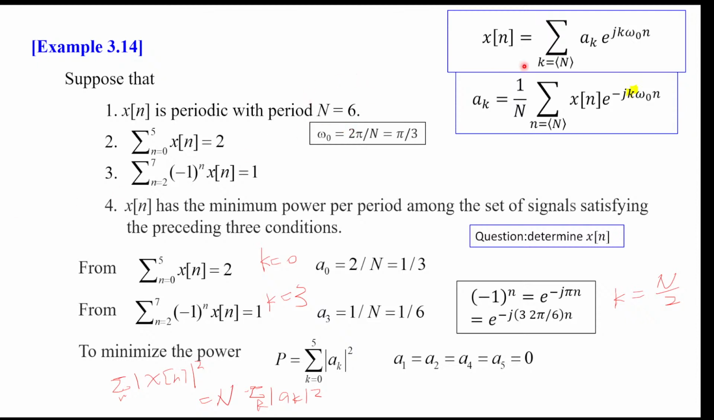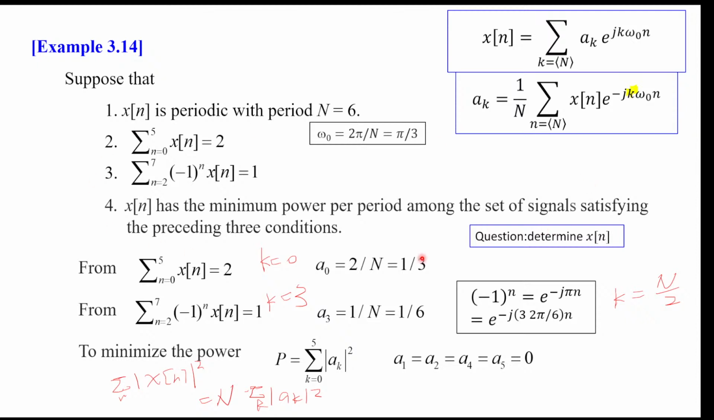So we know big N equals 6. So x[n] is periodic with big N equal to 6. Then we also know a_k is periodic with big N equal to 6. And also this omega_0 is 2π over N, equal to π over 3. Okay, and then let's look through the conditions first.